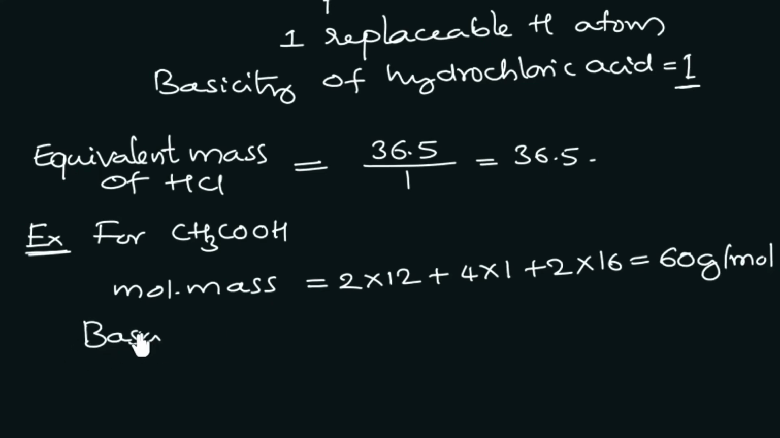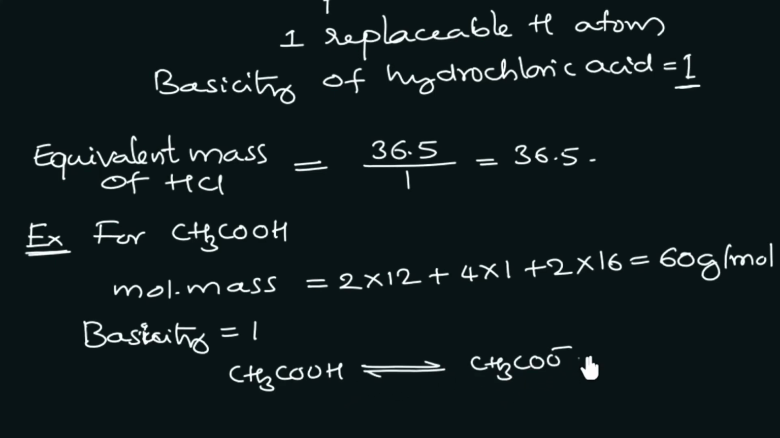The basicity of acetic acid equals 1. Why? Because when acetic acid CH3COOH dissociates, being a weak acid, it dissociates partially and gives CH3COO minus along with H plus ions. So only one replaceable H atom, and therefore the basicity equals 1.